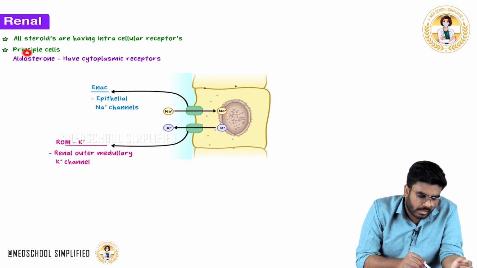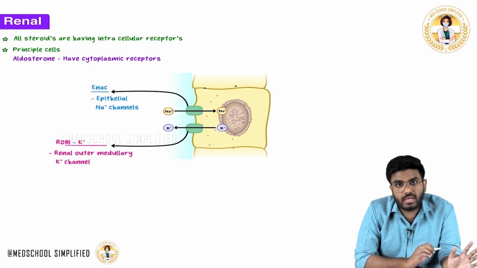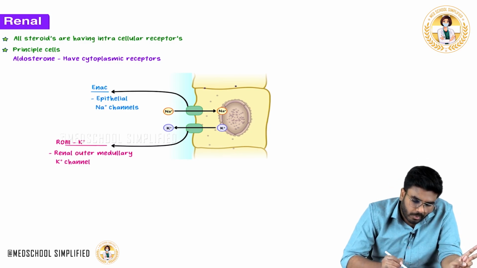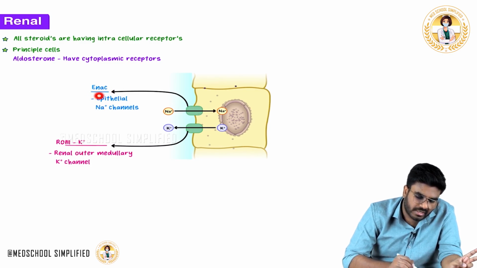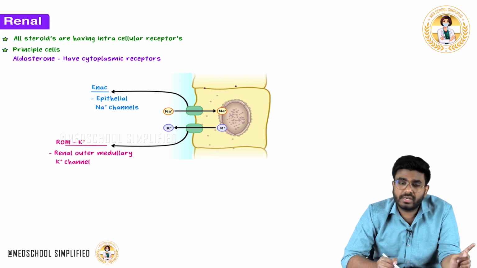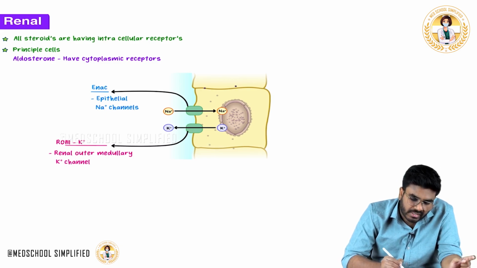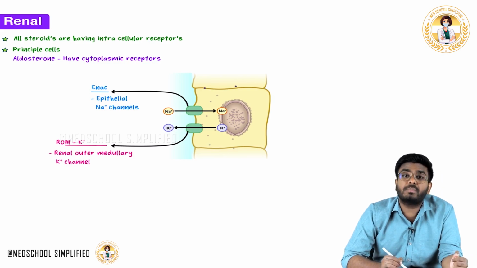Already discussed. Now in the principal cells, aldosterone has a cytoplasmic receptor. The receptor of aldosterone is present in the cytoplasm. Now, the important point is the channel which is reabsorbing the sodium is called the epithelial sodium channel. Now the point is the channel which excretes the potassium out of the body.